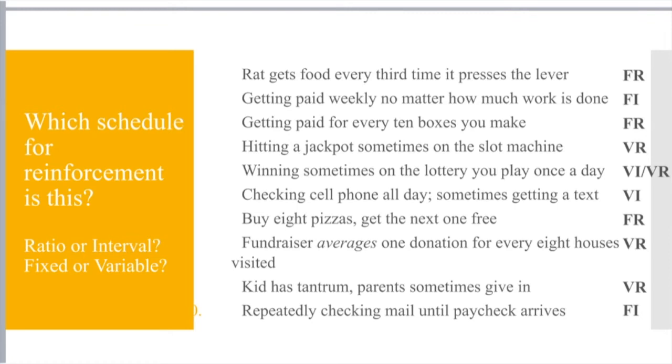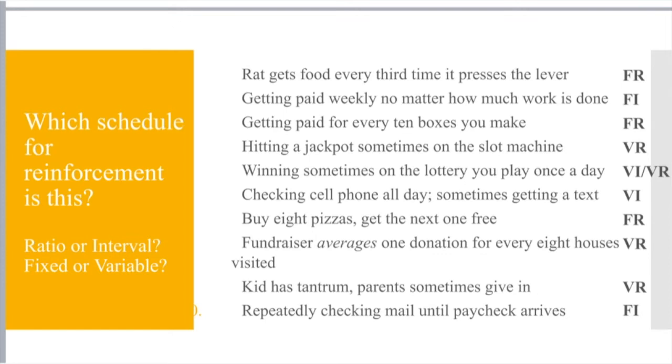Number 9, kid has tantrum, parents sometimes give in. That's variable ratio. And then number 10, repeatedly checking mail until paycheck arrives. This is fixed interval. So this is different from checking your phone all day because the idea here is that paychecks come regularly. They come on a fixed interval, while text messages, like in number 6, right, are coming at variable intervals. So just recognize that.